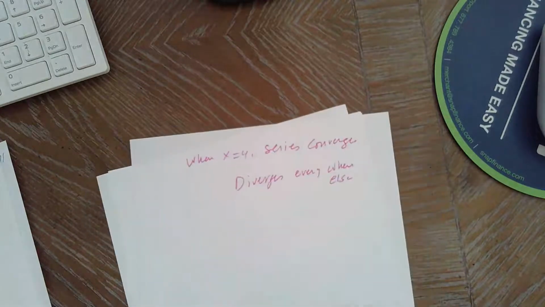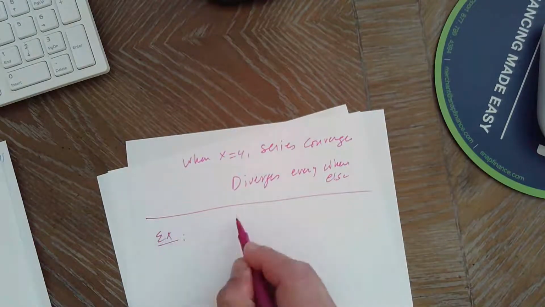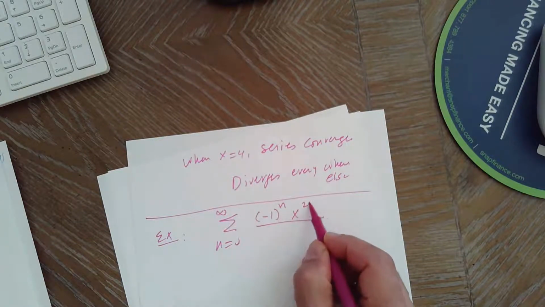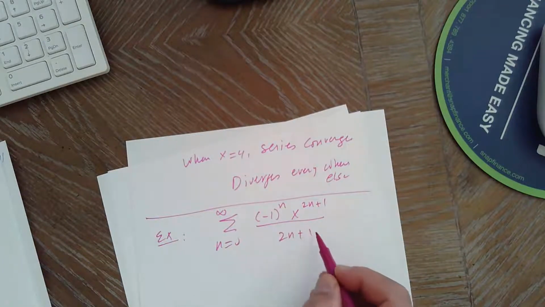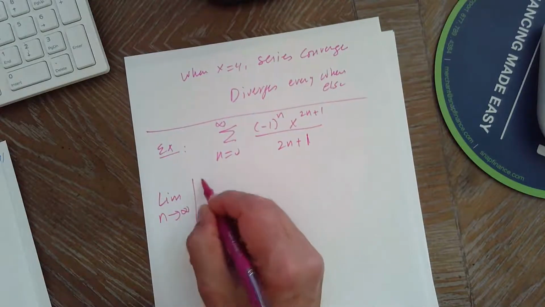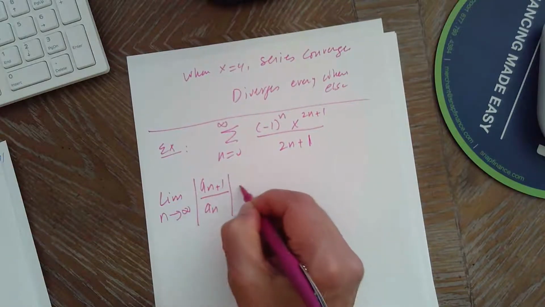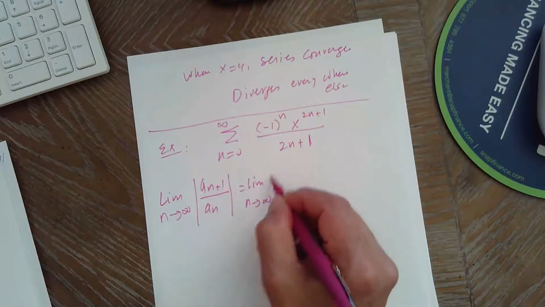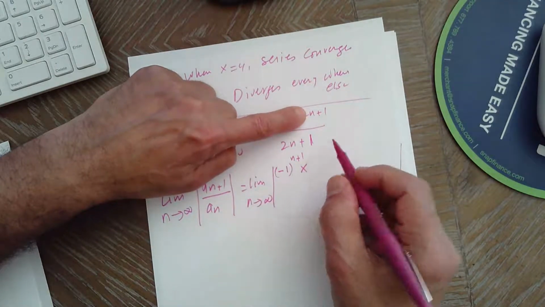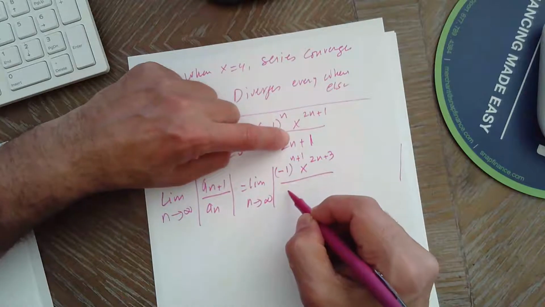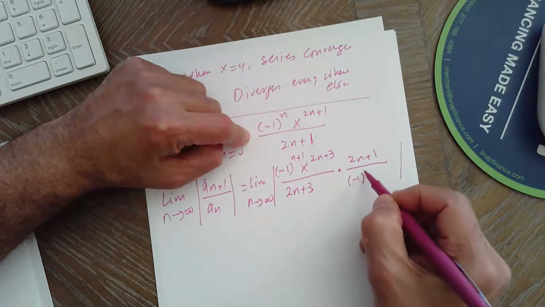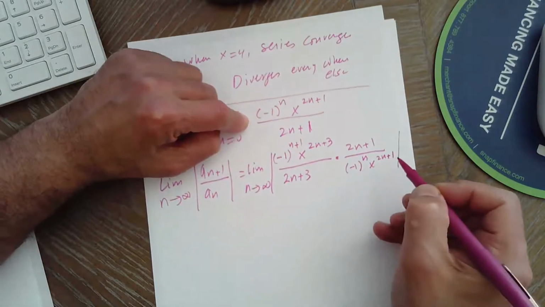All right, last example. Let's check sigma n equals 0 to infinity, negative 1 to the n, x to the 2n plus 1 over 2n plus 1, and you can see I'm always using the ratio test. So the limit as n goes to infinity, absolute value of a_(n+1) over a_n, so negative 1 to the n plus 1, x to the 2n plus 3, over 2n plus 3, times the reciprocal, negative 1 to the n, x to the 2n plus 1 over 2n plus 1.